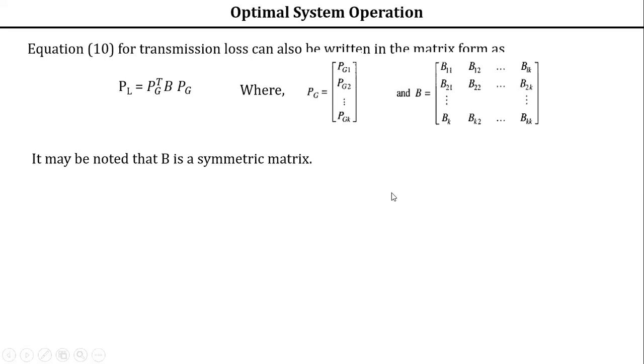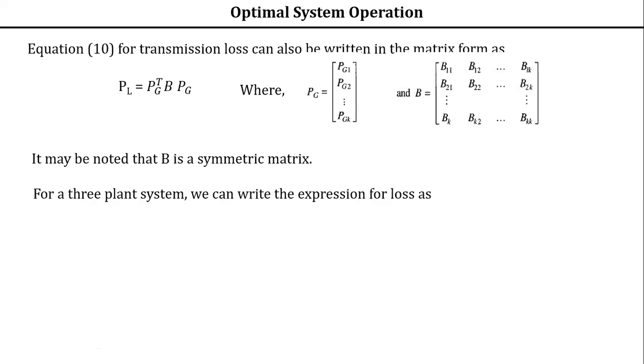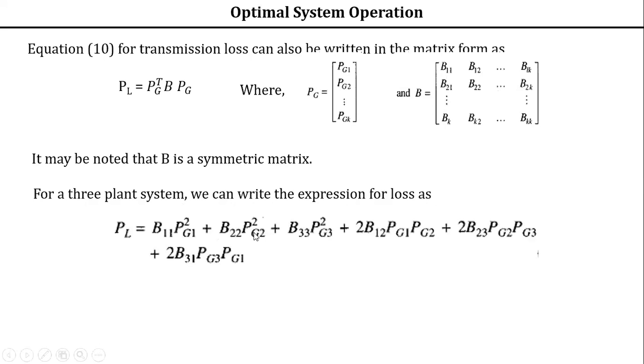Understood? So for a three plant system, you can take PG as PG1, PG2, PG3, and B you can take as a 3 cross 3 matrix of B11, B12, B13, B21, B22, B23, B31, B32, B33. Then you simplify, and you will get this equation in matrix form. So this is also required. Either the transmission loss can be represented in index form or in matrix form like this. Till this point we have studied in the last class.